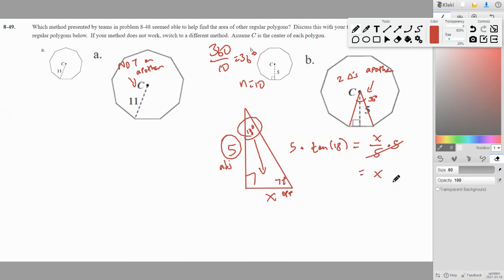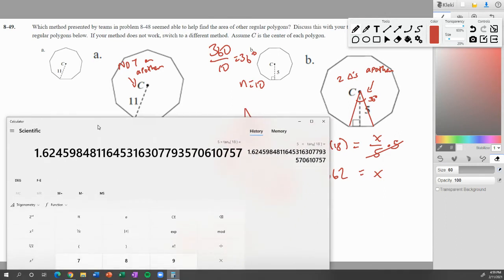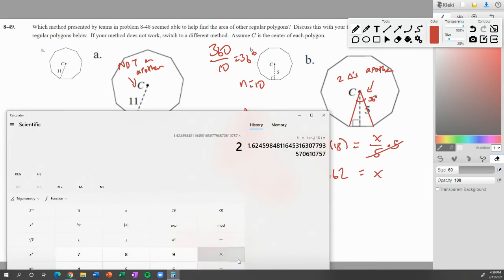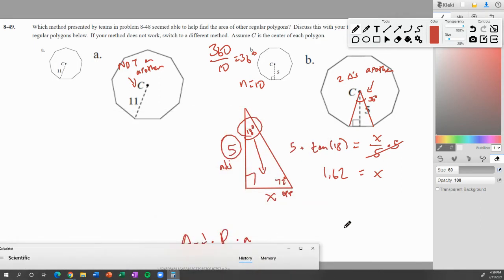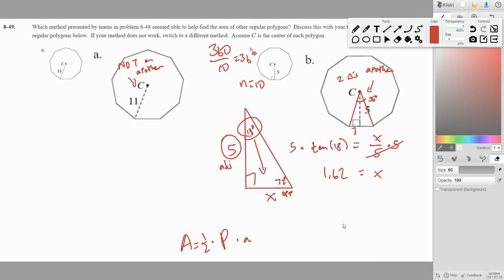So x equals 1.62. But that's only half of this triangle, right? I need the whole base because if I want to use the equation that we figured out, which is area is equal to 1/2 times the perimeter, capital P, times the apothem, we need at least one side length. So if this is 1.62, I'm going to just multiply this number by 2 to get the whole base of the triangle. Do that, I get 3.24, but if I round it, it does become 3.25. So the whole side length here is 3.25.